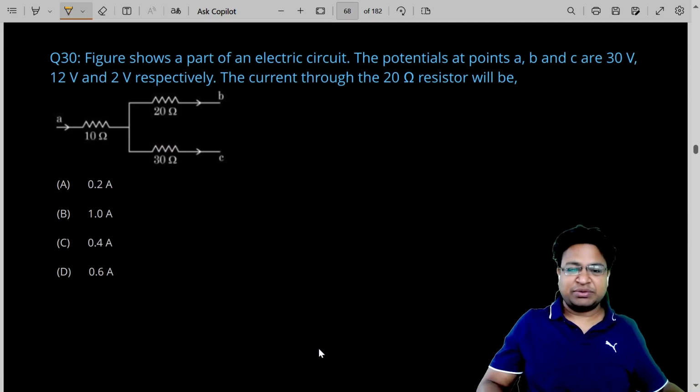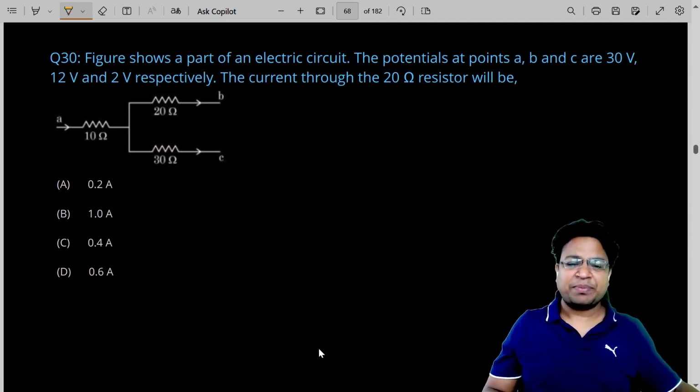Next, we go to question number 30, which is question number 5 of the physics section. It says, figure shows the part of an electric circuit. The potentials of points A, B, C are 30, 12, and 2.